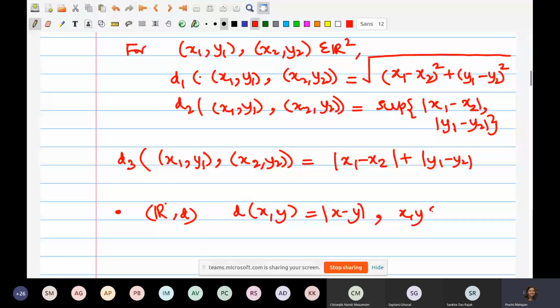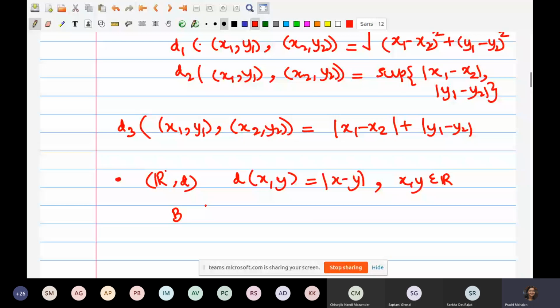So if I ask you in this metric, what is the open ball around origin, radius 1 in the Euclidean metric? What is that? By definition, it is all points on the real line such that the distance from the origin is at most 1. Is that correct?